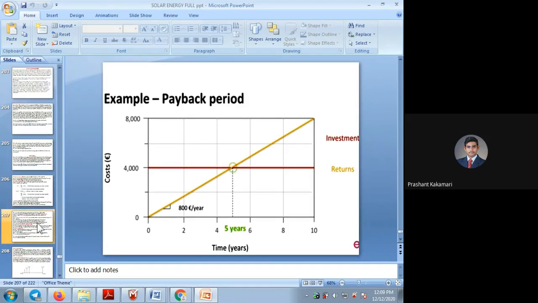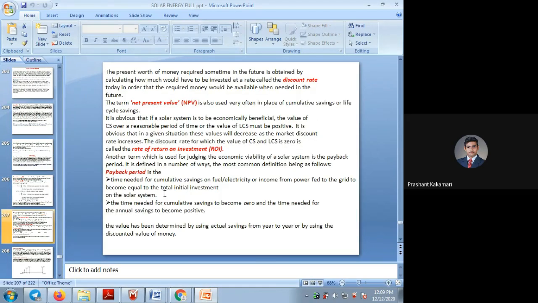That is the payback period. Another term which is used to test the economic viability is the payback period. In many books or references, whatever you find out, like savings, profit, the discount rate or the inflation of the price, or net present value, rate of return, finally one should find out the payback period.